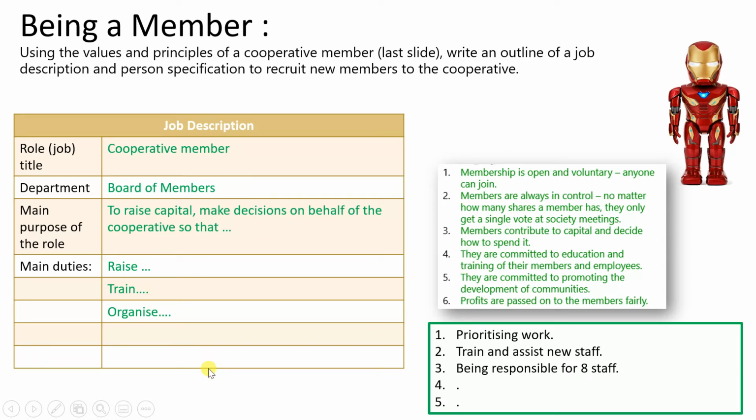And then the main duties, this is where you're going to use the post-its and the priorities that you've been reading in that job description. You've got 5 to fill in, and you're going to justify, we're going to have an extended sentence on each of them. So that means some becauses and so thats and in order tos will go into each of those sentences.